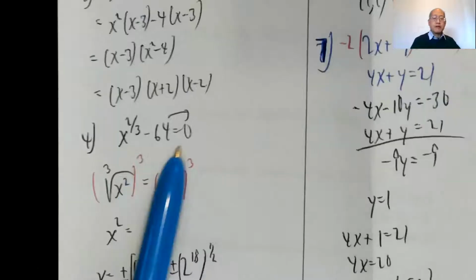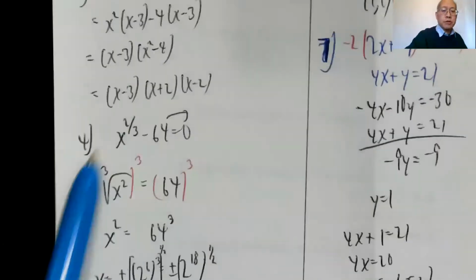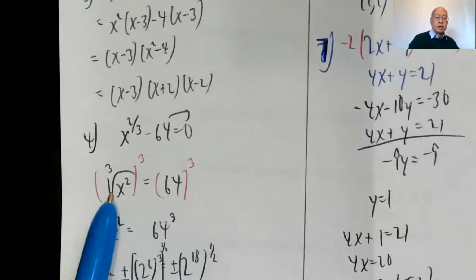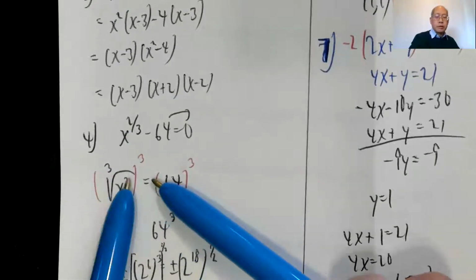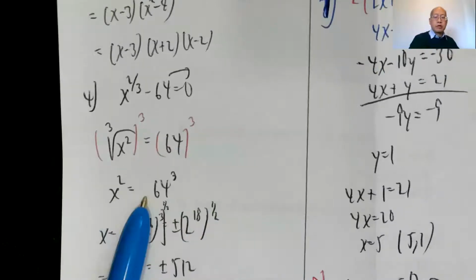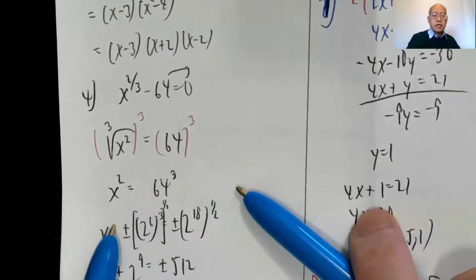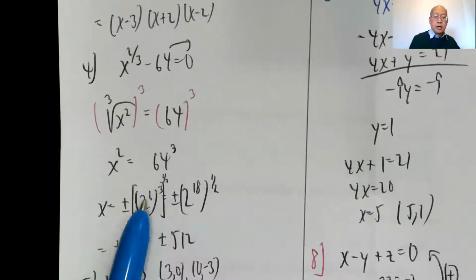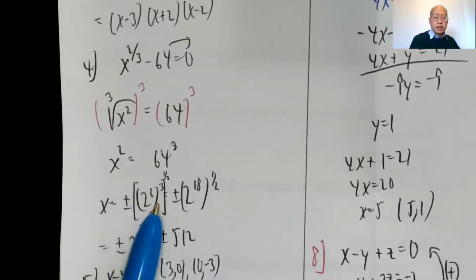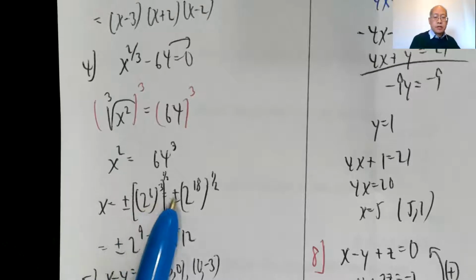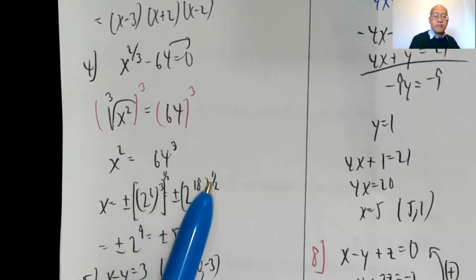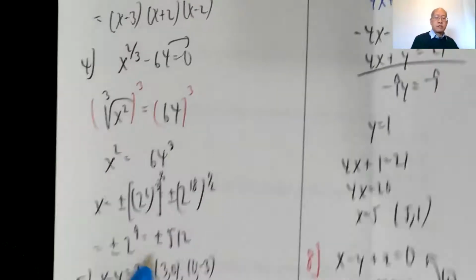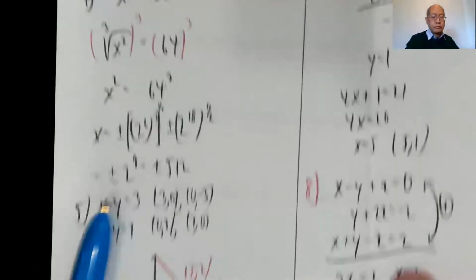Number 4, move the 64 over. X to the 2/3 means the cube root of x squared. Cube both sides, raise both sides to the 3rd power. X squared is 64 cubed. So x is plus or minus this thing. So this is a little bit clumsy, but 64 happens to be 2 to the 6. Okay, so that's 2 to the 18th to the 1/2 power. Square root means raised to the 1/2. So plus or minus 2 to the 9th, which is plus or minus 512.